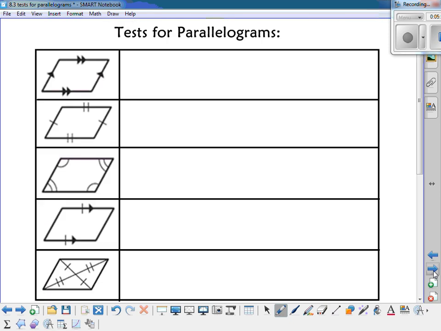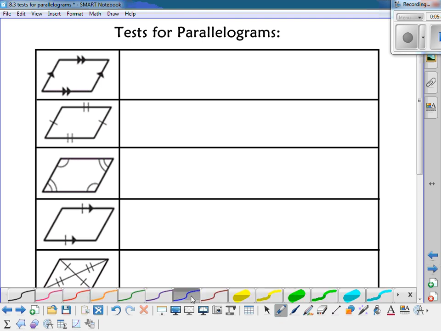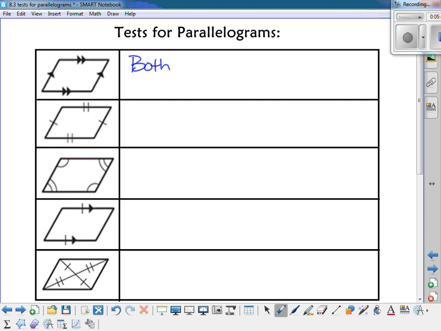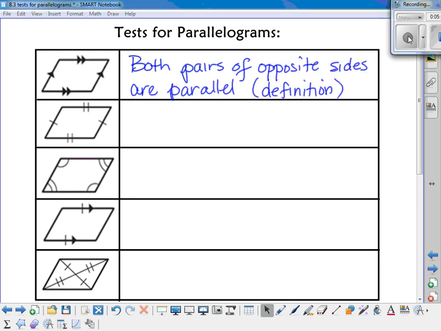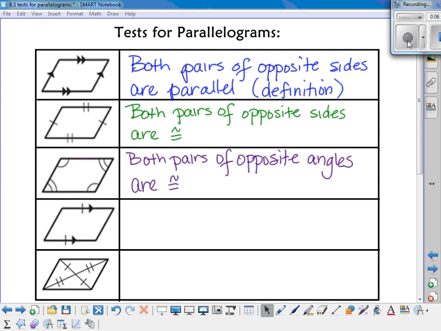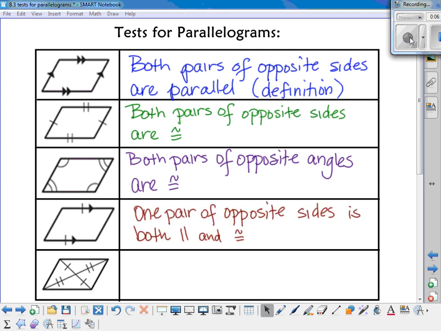So just to recap, there's actually 5 tests to see if something is a parallelogram. First of all, the definition: both pairs of opposite sides are parallel. Both pairs of opposite sides are congruent. Both pairs of opposite angles are congruent. One pair of sides is both parallel and congruent. And the diagonals bisect each other.